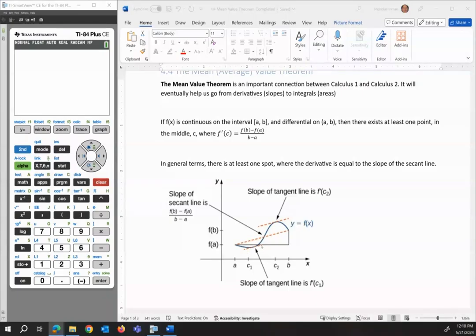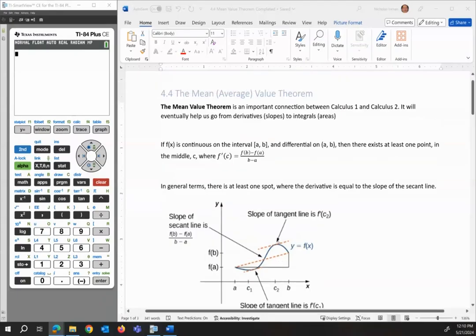So notice this spot right here and this spot right here. Those two spots, their tangent lines, would have the same slope as this entire function. There is guaranteed to be at least one spot where this happens. There might be more, but the slope of a tangent line will be equal to the slope of the overall secant line, at least somewhere. And that is what the mean value theorem says.